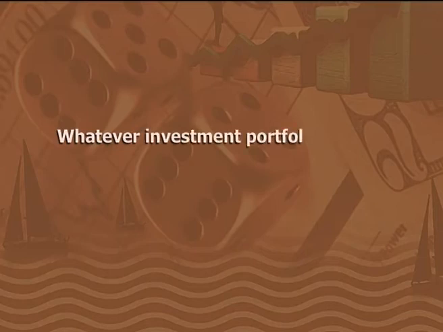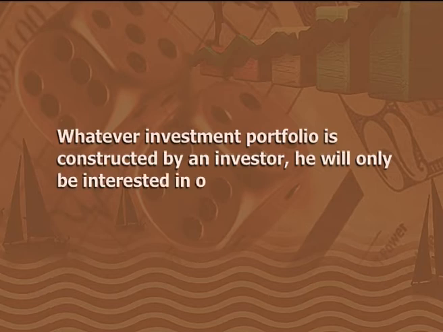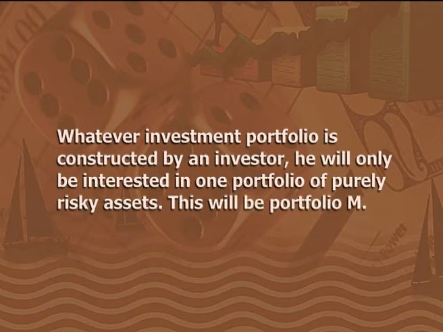Whatever investment portfolio is constructed by an investor, he will only be interested in one portfolio of purely risky assets. This will be portfolio M. As a result, we are now in a position of being able to identify the portfolio of risky assets that an investor would wish to hold, that is M, without any knowledge of his set of indifference curves, assuming that the investor is generally risk averse. This is called separation theorem.